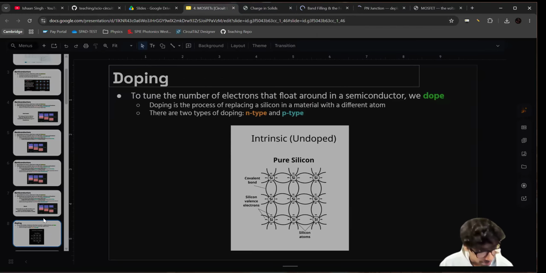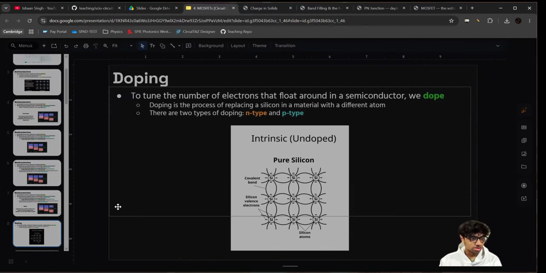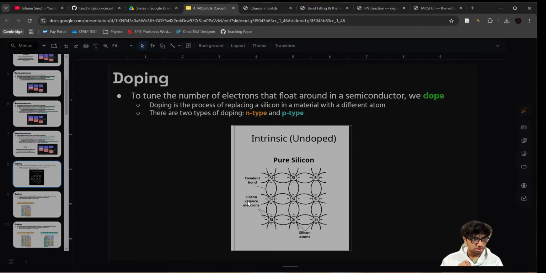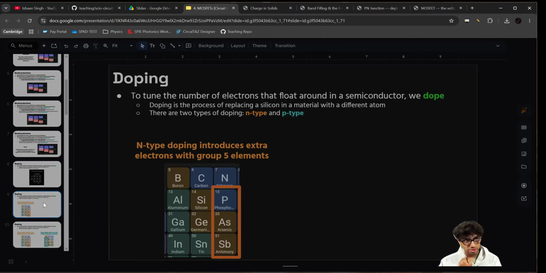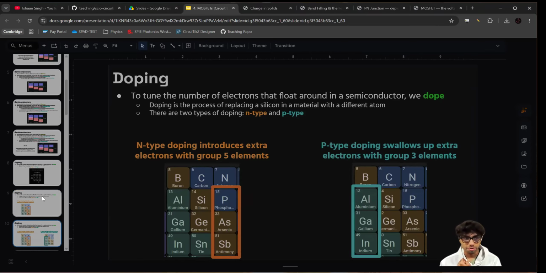So let's talk about doping. Doping is the process of replacing silicon in a material with a different atom. Normally, just a blob of silicon is a bunch of nuclei that are all bonded to each other, right? Exactly like a lattice of carbon. So I can keep drawing these bonds out and so on. But we might be interested in having more positive charges available or more negative charges available. And to do that, we dope the material. Doping is literally replacing one of these silicon with a different atom. In doing so, we can either introduce extra group 5 elements or extra group 3 elements. These are from the periodic table.